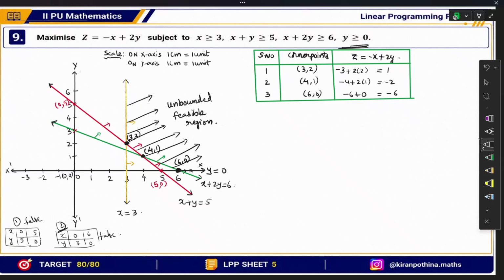Now we got three values. The question they're asking is related to maximize. So which is the maximum value out of those? This is actually the maximum value. If it is a bounded region, if the question is related to a bounded region, what will we consider?